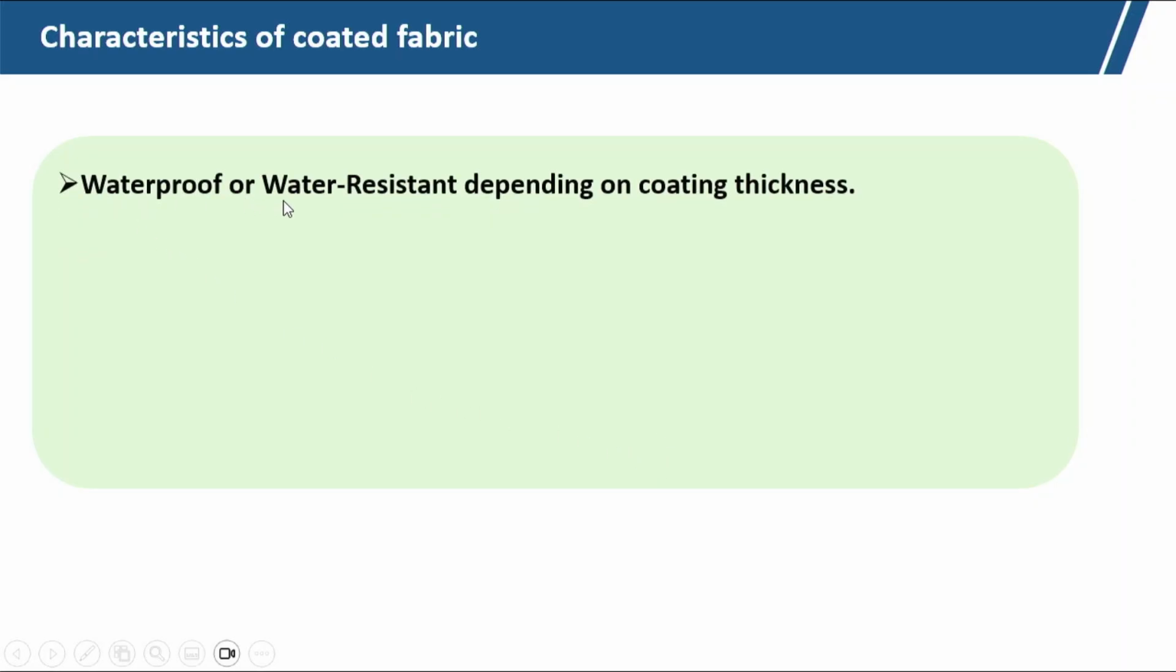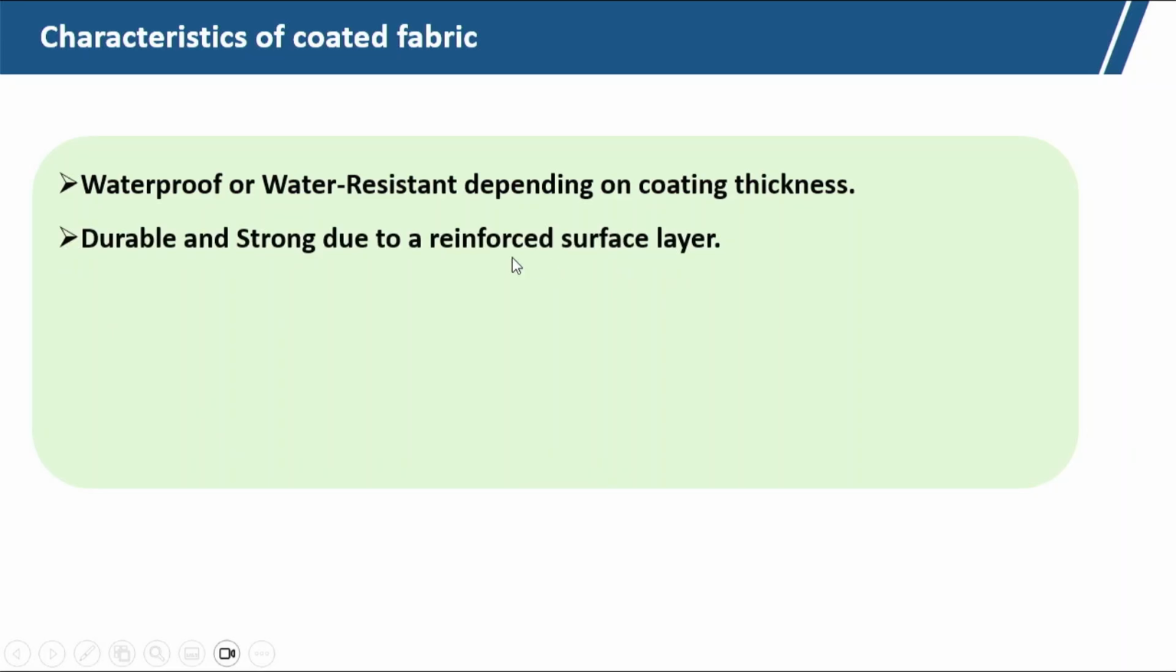Waterproof or water resistance depends on the coating thickness. So, it is actually the coating thickness that changes the characteristics. Okay. Durable and strong due to the reinforced fabric layer. So, the reinforced surface layer is actually the main reason for the durability and strong characteristics.